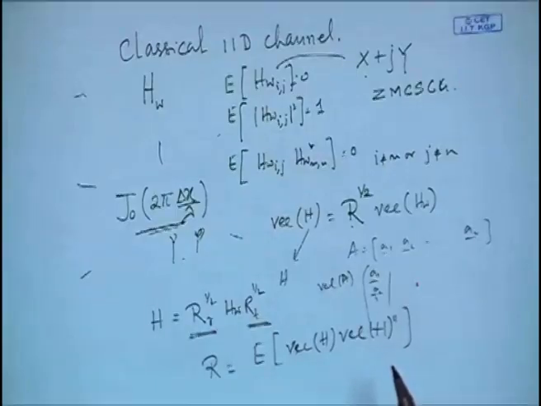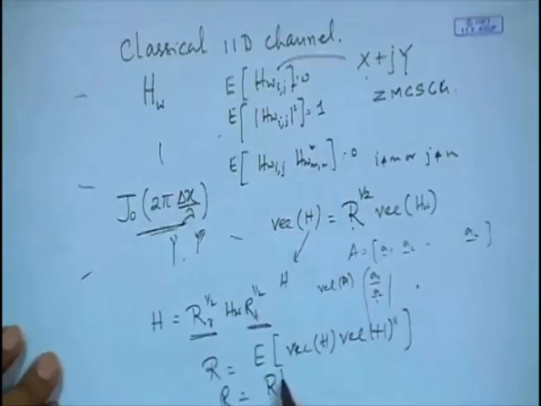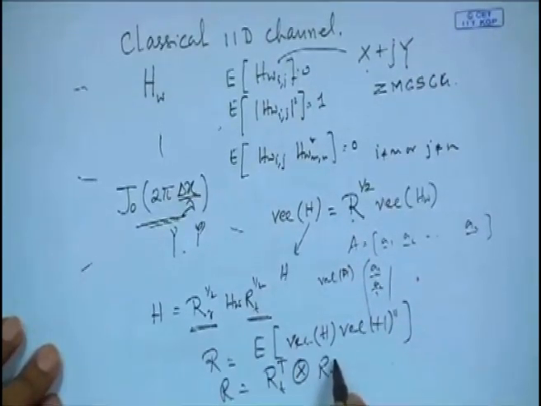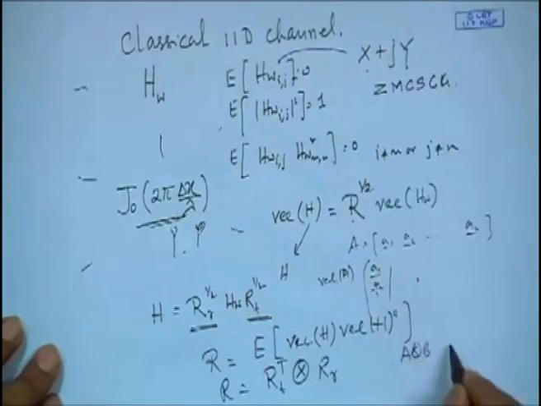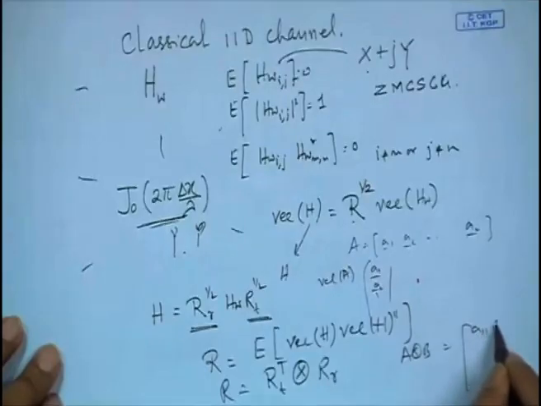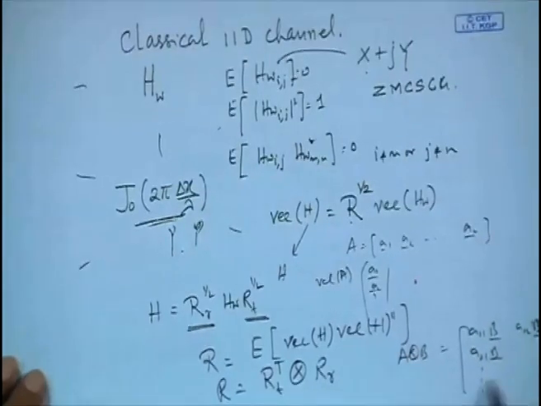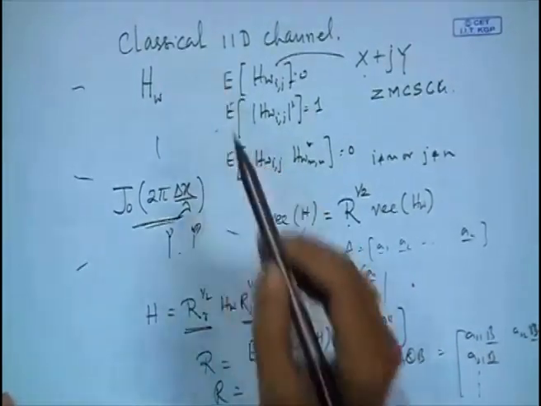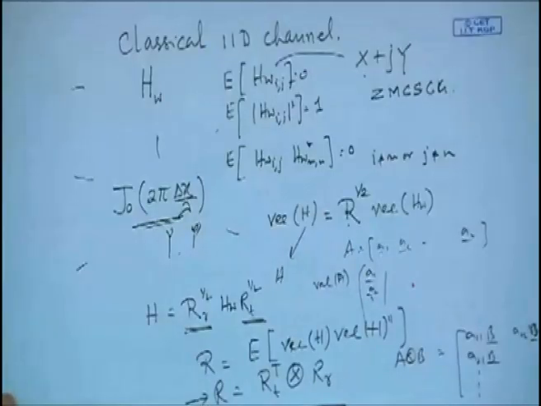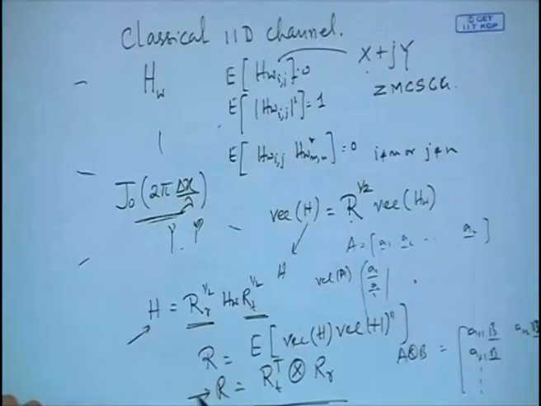This is how you would get it, and you could also get back R from RT and RR as RT transpose Kronecker product RR, where we said the Kronecker product A Kronecker B would be given by A11 times the matrix B, A12 times the matrix B, A21 times the matrix B, and so on. So this is how the Kronecker product works, and you could relate the covariance matrix. So you start off with the classical IID, and using this covariance matrix, you can generate H, which is of interest.